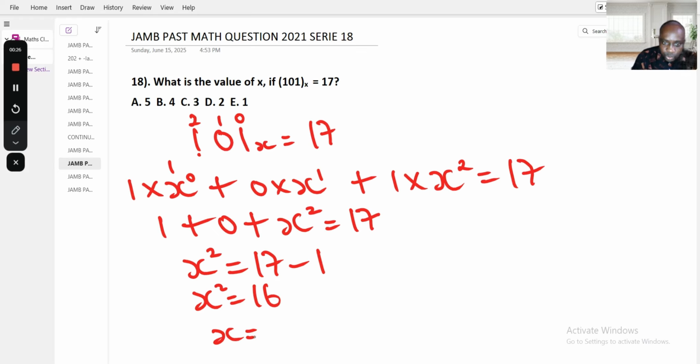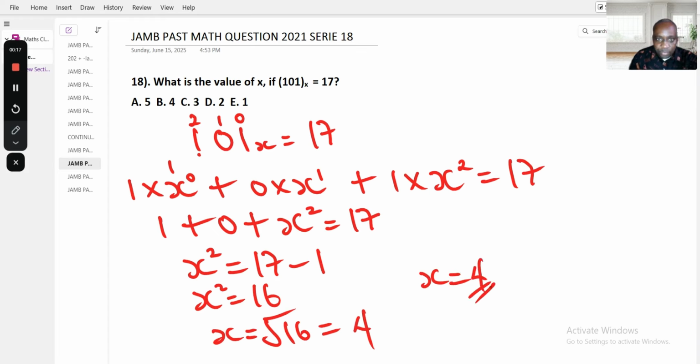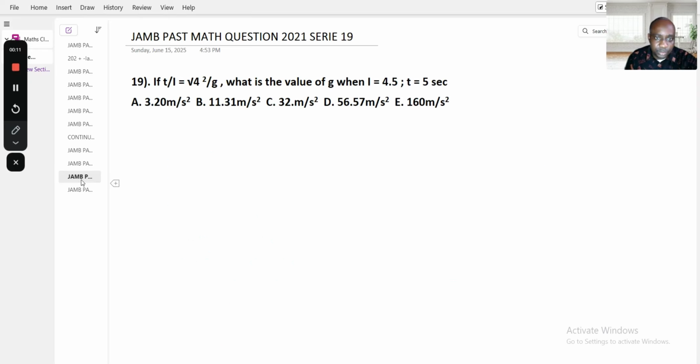Just put your square root on the 16. What is the square root of 16? 4. Our final answer is what? 4. Do we have 4 there? Yes, B. Let's move to the next question.